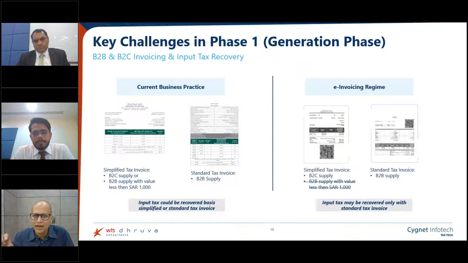And as per the ZATCA guidelines, if I understand correctly, it is not required that you issue a B2C invoice only up to a certain value. For a POS system, you can go even for a higher value amount, even if it's B2C. But for a POS system to issue this, keeping the sequencing in mind and not being able to change the invoice, it's going to be a very, very challenging thing.